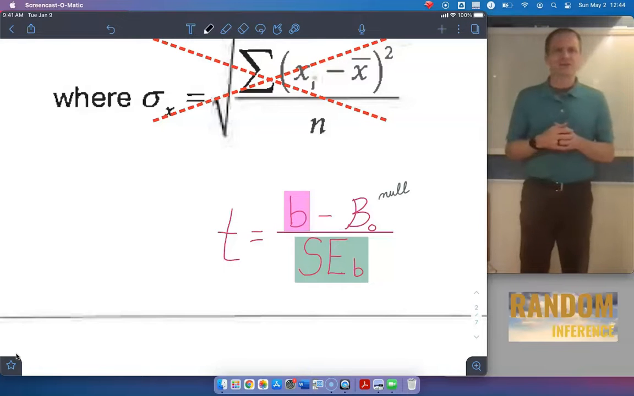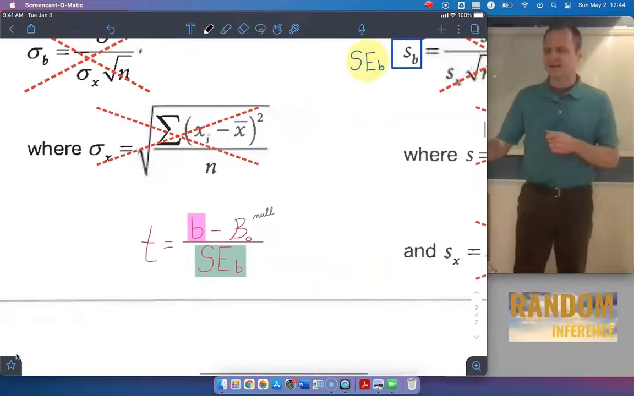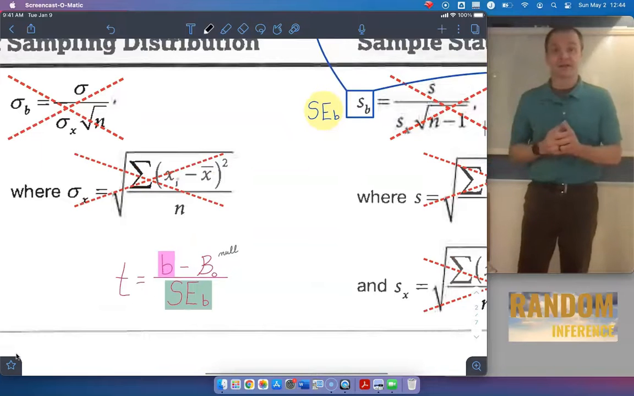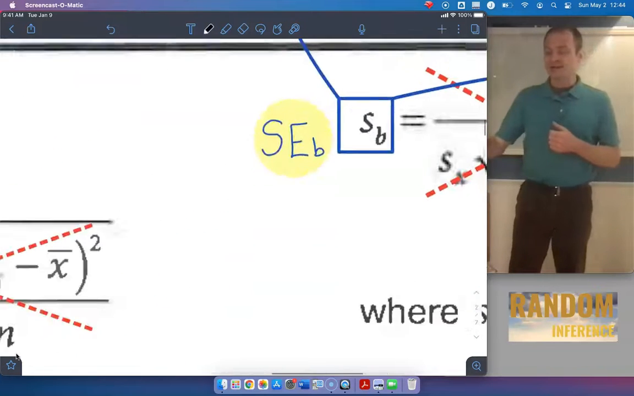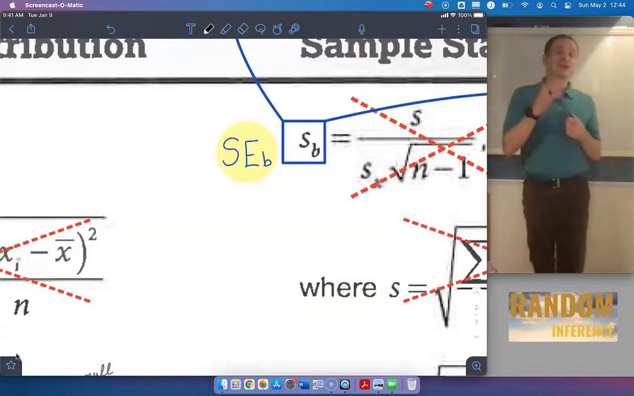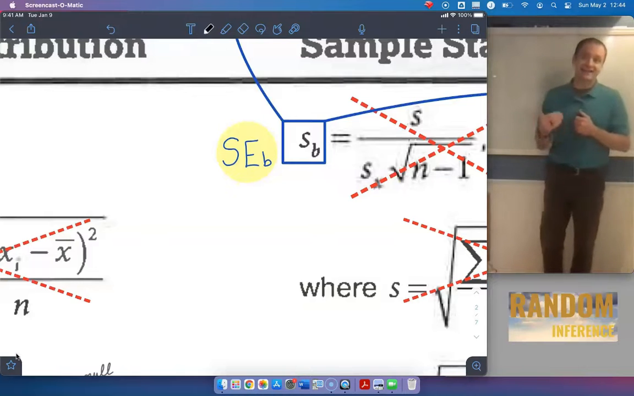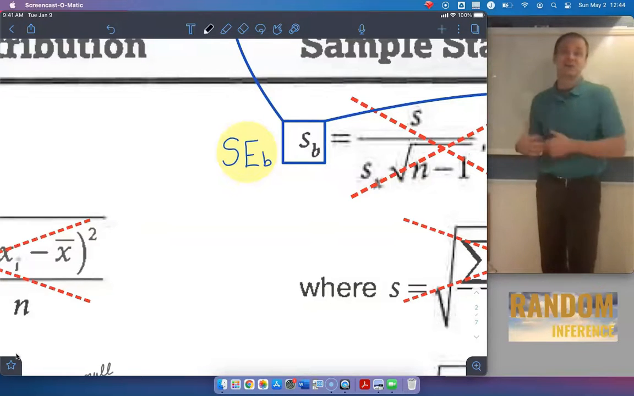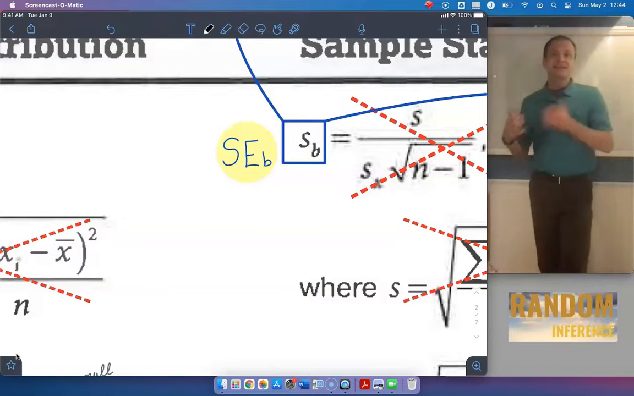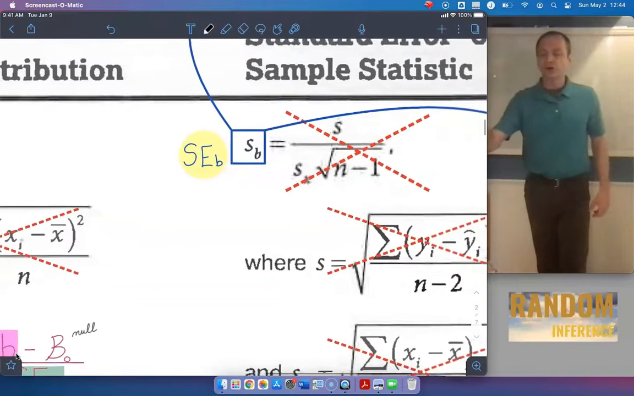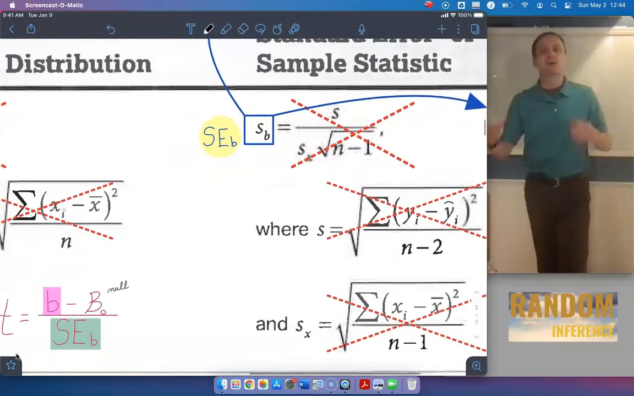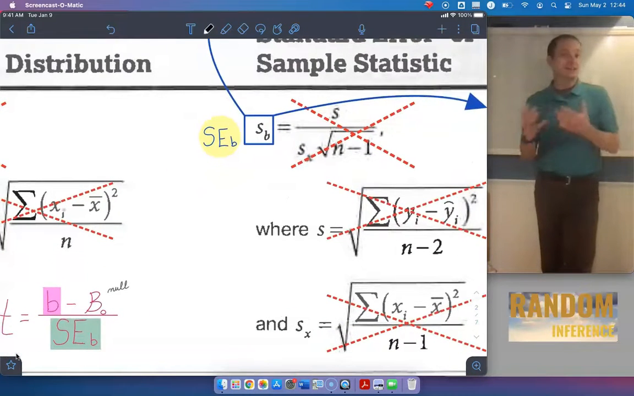Where's that on our formula sheet? There is no SE sub b on your formula sheet. There's an S sub b. Well, those mean the same thing. You're going to see it on your formula sheet as S sub b, right down next to it, SE sub b. That is the standard error of the slope. Good news, you get to cross those out. Look at that, that's really helpful.